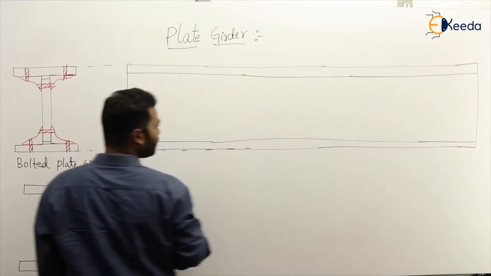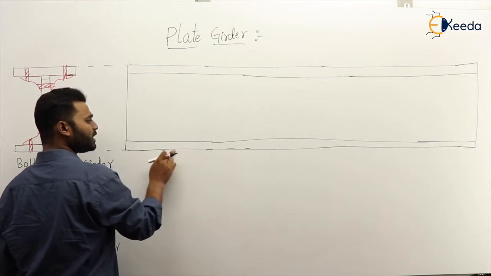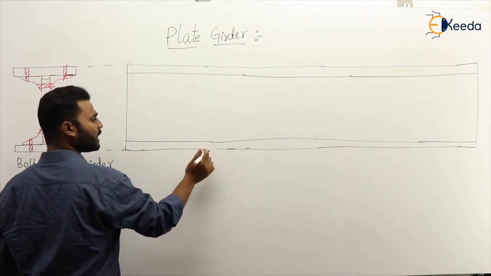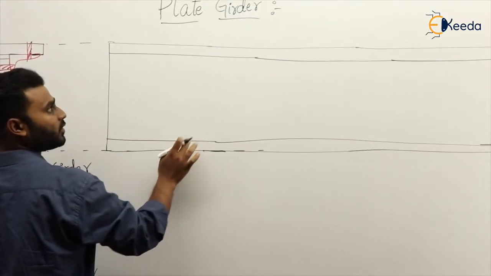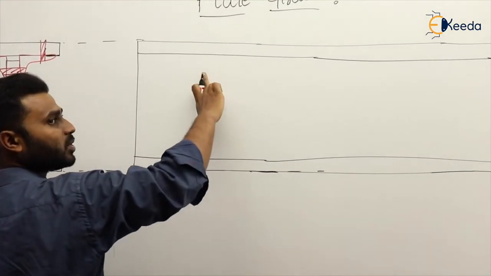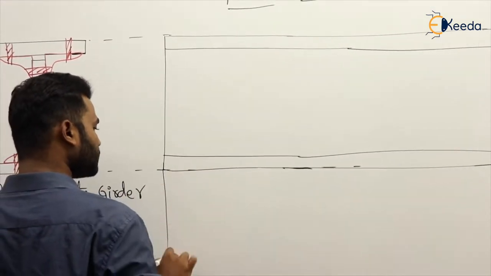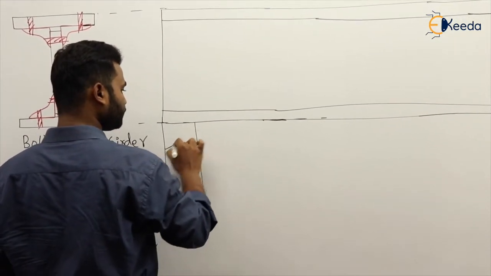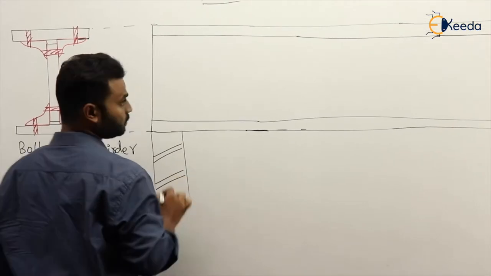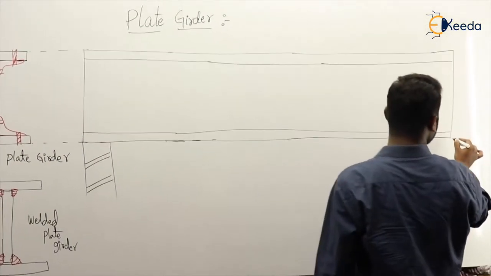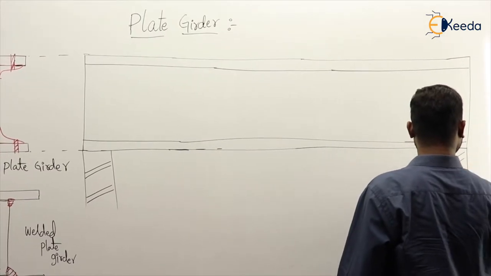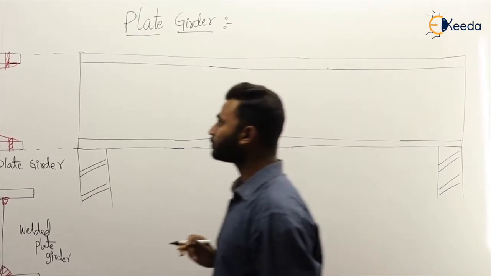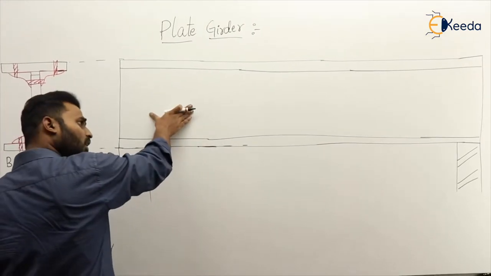So this is the length. We know that the top and bottom flanges look like two lines, and this is the web, which looks like a rectangle. And this is a simply supported beam. Clear? So this is the longitudinal view.